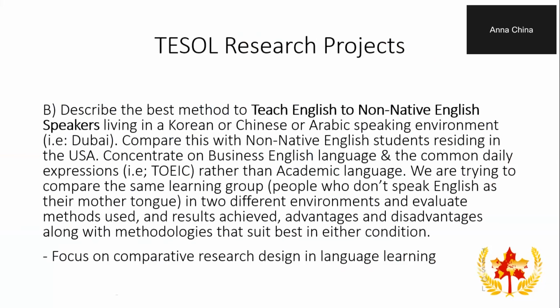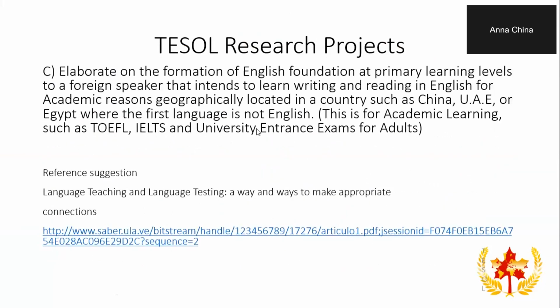design in language learning. Then you have the third option, which is to elaborate on the formation of English foundation at primary learning levels for a foreign speaker who intends to learn writing and reading in English for academic reasons. And this person is located in a country such as China or Egypt, where the first language is not English as well. And this is for academic purposes like TOEFL, IELTS, and university entrance exams.